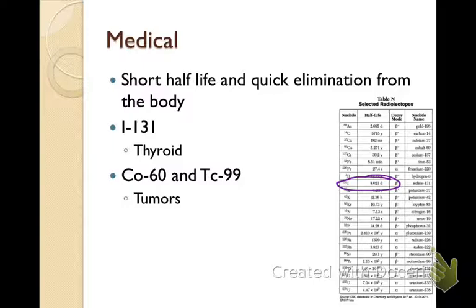Cobalt-60 and technetium-99. So let's see, cobalt-60 is right here. 5.271 years, not necessarily that great, but that's actually used to treat tumors so that we can pinpoint that towards specific tumors and kill them. Technetium-99 is also used to treat and detect tumors as well.